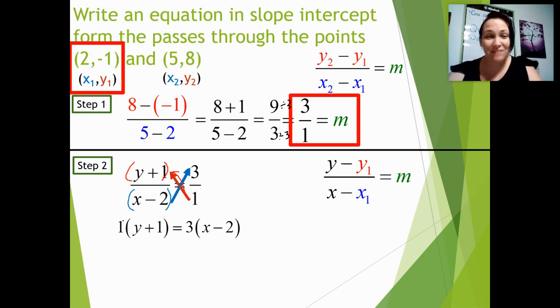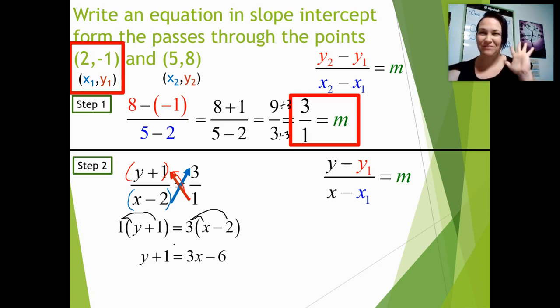Our next step is distributing. So I'm going to distribute the 1 times the y and the 1 times the 1, and then the 3 times the x and the 3 times the minus 2. And I get this. And now in this problem, there's no number in front of my letter y. So I just need to do one more step and then I'm done.